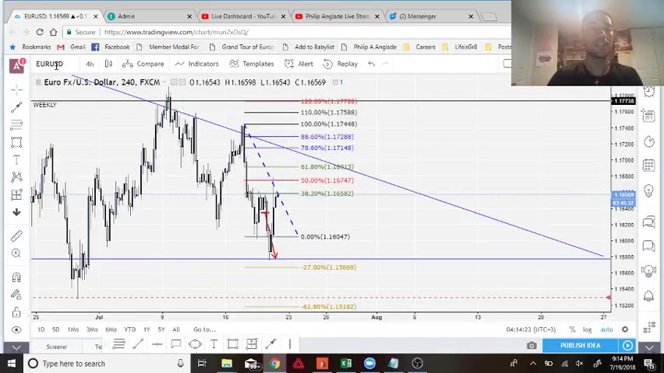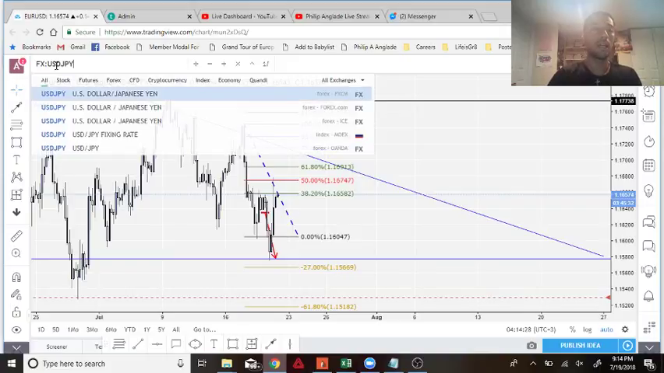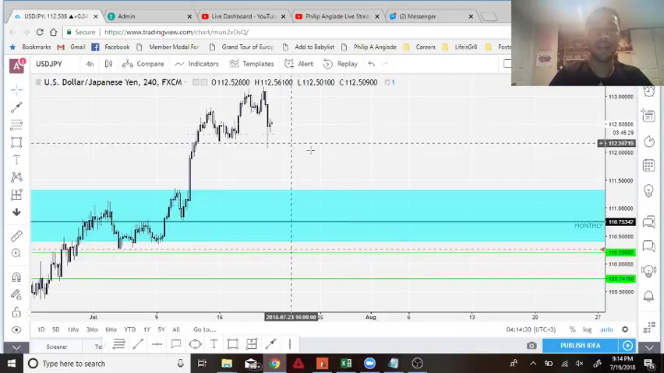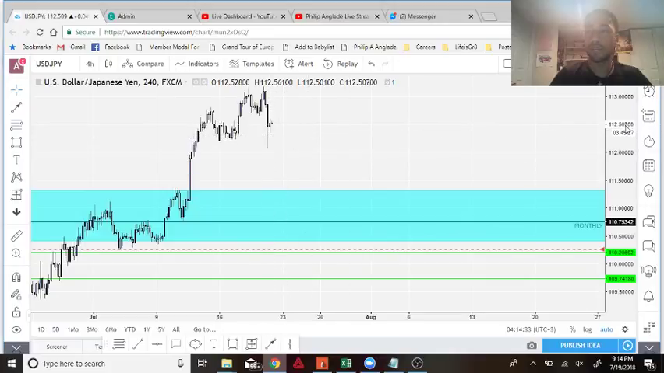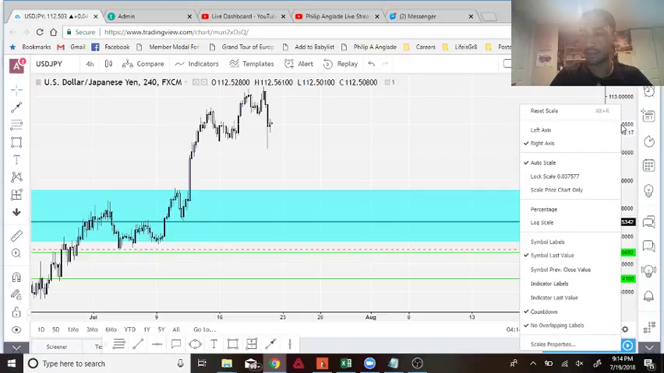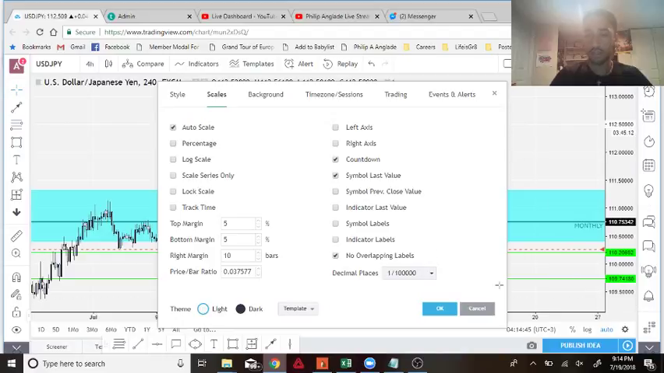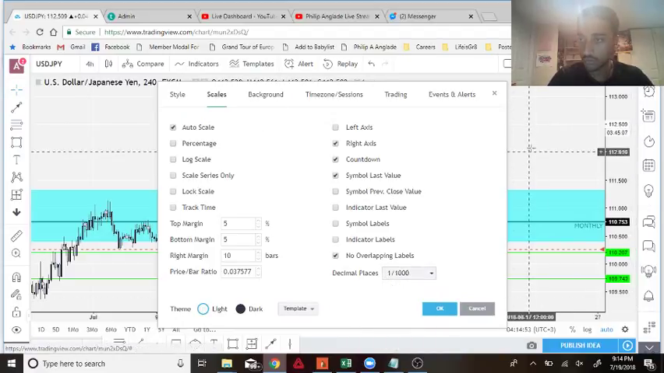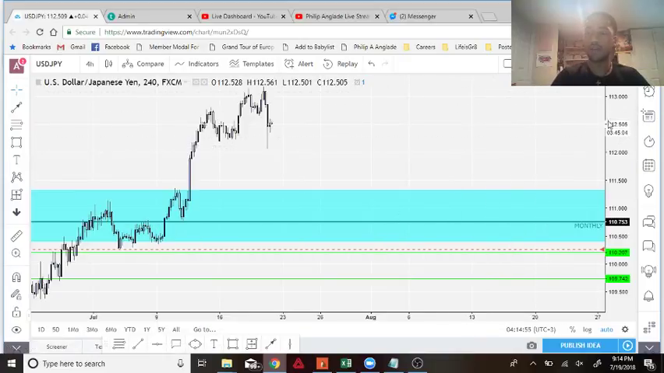Okay, so let's just say again, it said buy USD JPY. Now the price of USD JPY right now is at 112.504. Okay, this number right here. Let me change these values. Scale properties. Okay, so this is the price of the US dollar versus the Japanese yen right now.